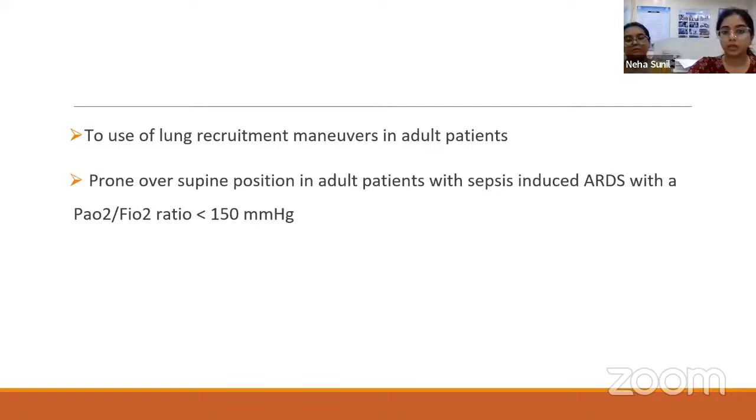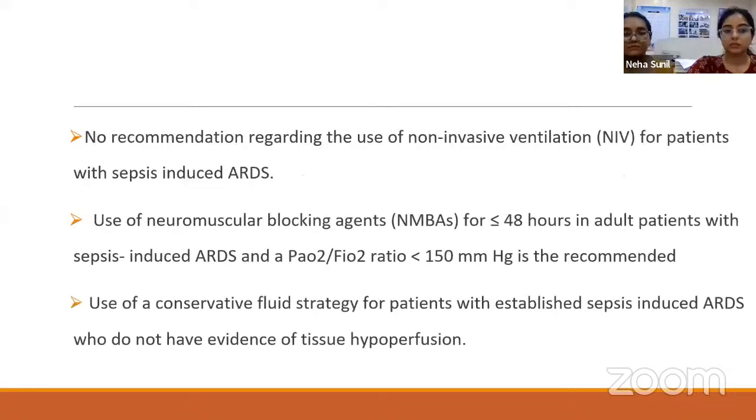Prone over supine position is advised in adult patients with sepsis-induced ARDS with PaO2 by FiO2 ratio of less than 150. This is advised for a duration of 12 hours. We put the patient in prone position for a duration of 12 hours. No recommendation regarding the use of non-invasive ventilation for patients with sepsis-induced ARDS. Use of neuromuscular blocking agents for less than 48 hours in adult patients with sepsis-induced ARDS and PaO2 by FiO2 ratio less than 150 millimeters of mercury.